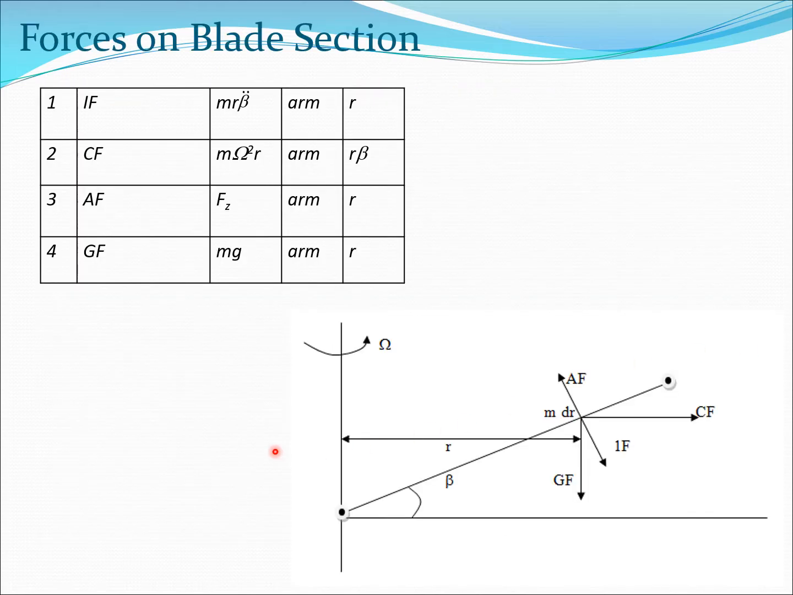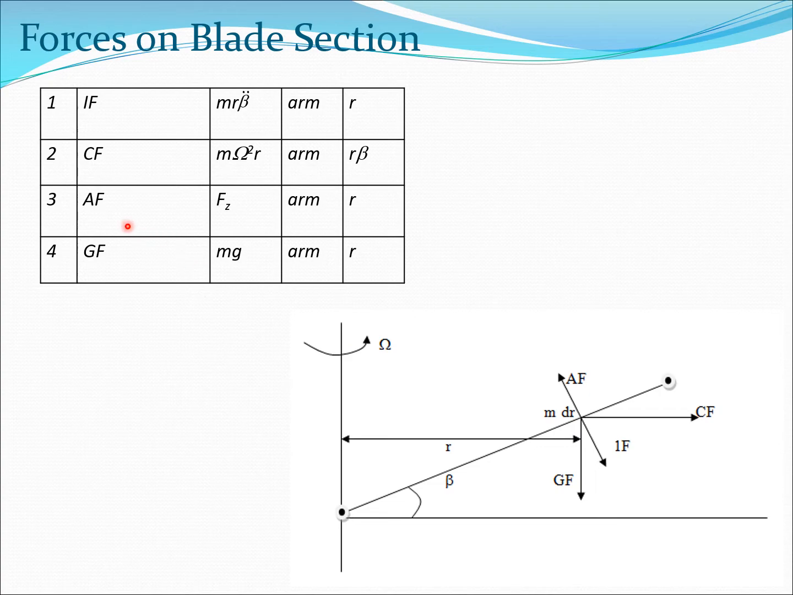So let's write down all these forces. Again, you know from our previous study that the centrifugal force is going to be m rotation speed square into r, and the moment arm is r beta, which means if this is your centrifugal force here, the moment arm is this distance, and that is r beta. Okay, so r into beta, assuming small angle beta, of course. Now similarly, the inertia force is m r beta double dot in this direction, beta being in this direction, it is opposed to beta, and the arm here is approximately r, once again assuming small angle.